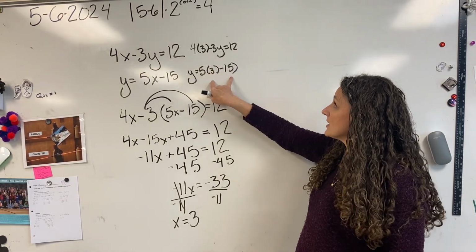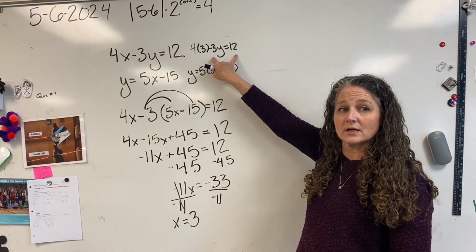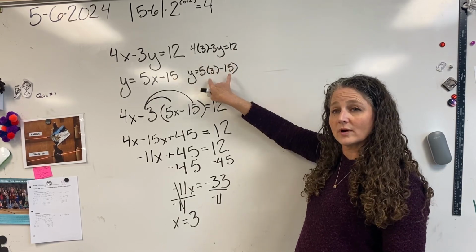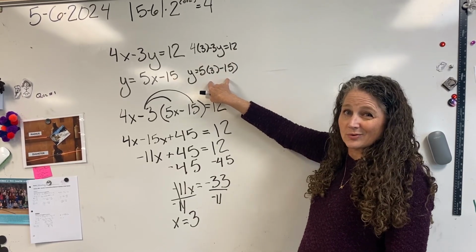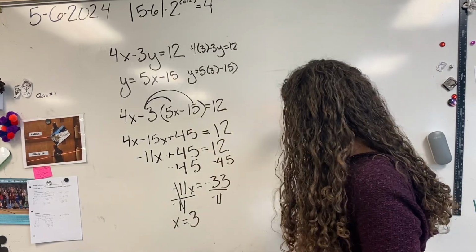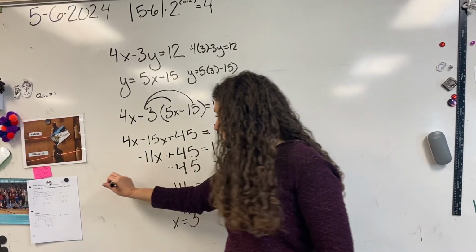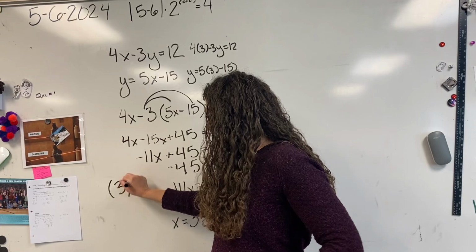So, are they both going to give the same answer? Yeah, actually, they are. But one of them is going to be easier. So choose the easier one, okay? So x is 3, y is 0. So my solution is (3, 0).